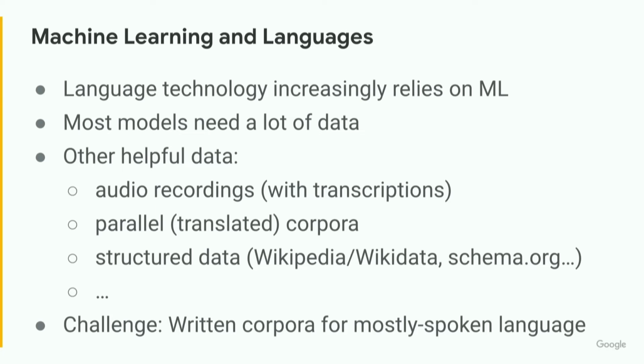It's best if those audio recordings have transcriptions, although they don't 100% need to have them. Having corpora, whether monolingual or multilingual, is really helpful. For translation use cases, it's helpful to have parallel corpora that have the same semantic meaning. Structured data is super helpful too, from either Wikipedia or Wikidata. Schema.org we use a lot.